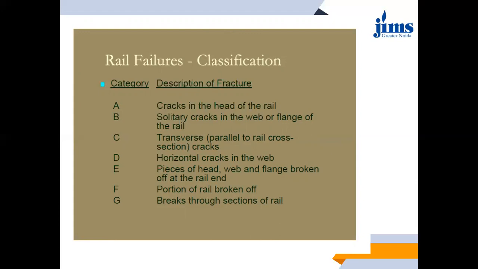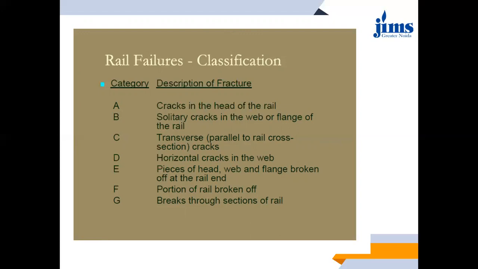Why A category failures? Because the head is the most important part of the rail, and if you have cracks in the head of the rail, it is a severe category defect. Then B category stands for solitary cracks in the web or flange of the rail. C category stands for transverse cracks, that is, parallel to the rail cross section. D stands for horizontal cracks in the web. E stands for pieces of head, web, and flange broken off the rail end.